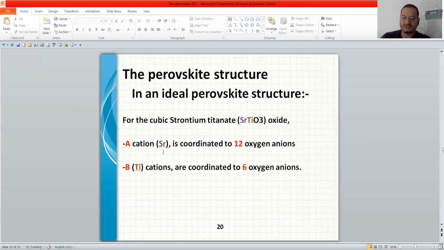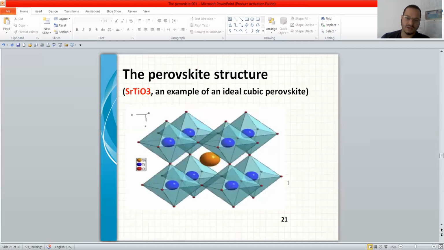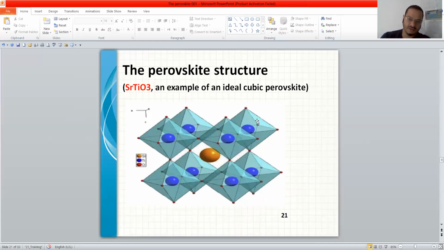The A cation, Sr, is coordinated to 11 oxygen ions, anions. B, its Ti cations, are coordinated to 6 oxygen anions. Here, this image illustrates the perovskite structure by taking SrTiO3 as a good example to illustrate the perovskite structure.